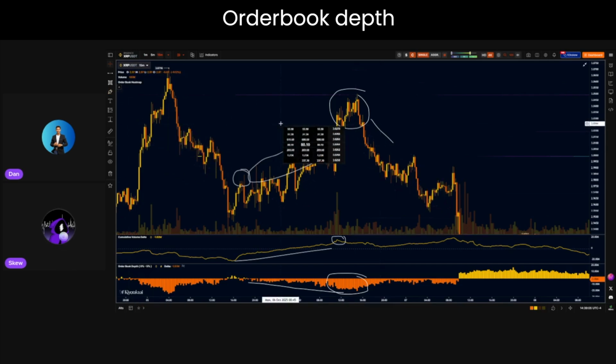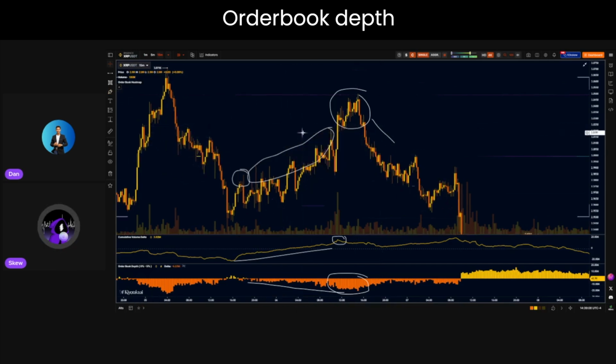Can I actually, how do I remove these? I have to do it manually, I guess.